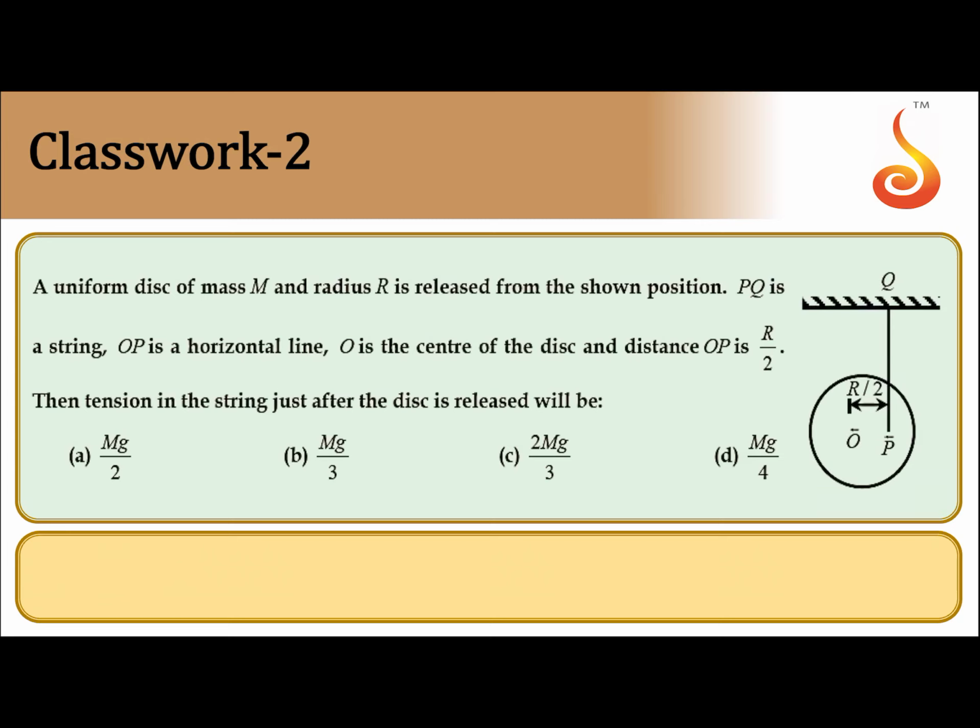Example 2. A uniform disk of mass m and radius r is released from the position shown. PQ is a string, OP is a horizontal line, O is the center of the disk and the distance OP is r by 2. The tension in the string just after the disk is released will be? So the arrangement is of this kind. This is the construction. So this is r and this is r by 2.